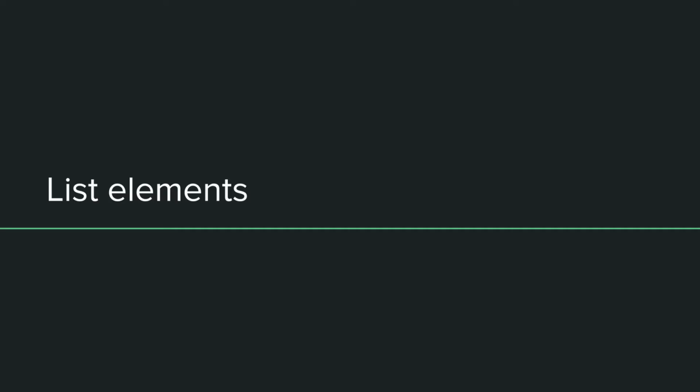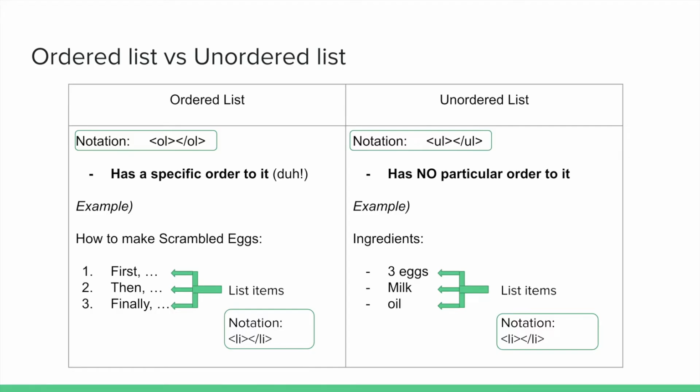Now let's jump back to the new element we will be learning, and that is the HTML list elements. There are a couple of types of list elements, but in this video we'll be covering the ordered list and the unordered list. An ordered list would have a particular order to it. The ordered list element is denoted with an OL tag, standing for ordered list.